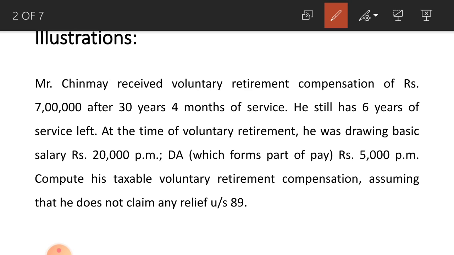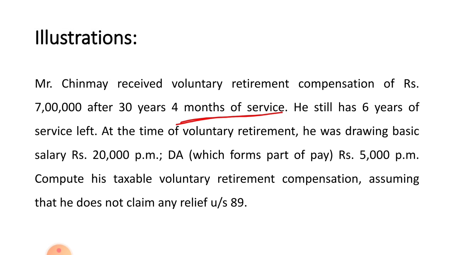In this problem there are 4 months of fraction of years, you have to ignore this. And the last item, last drawn salary into number of years of service left in months. See here, in months you have to calculate and not in years. If they give in years, you have to convert it into months. In this problem 6 years are given, you have to convert it into months by multiplying 6 years by 12 months.